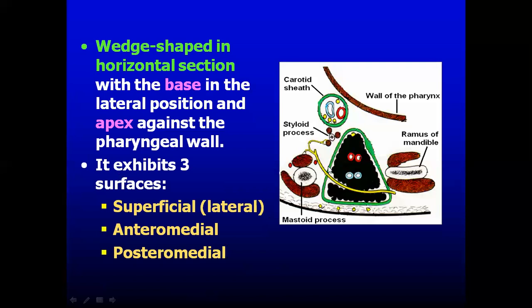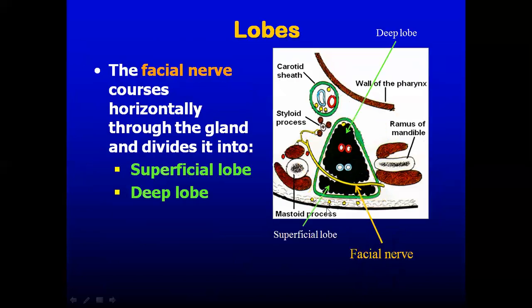So the gland is very irregular, wedge-shaped in horizontal section. The base is in the lateral position and the apex is against the pharyngeal wall. So this is the base and this is the apex towards the wall of the pharynx. It has three surfaces. The one below the skin is called the superficial surface, also called the lateral surface. In front, we have the anteromedial surface, and behind we have the posteromedial surface.